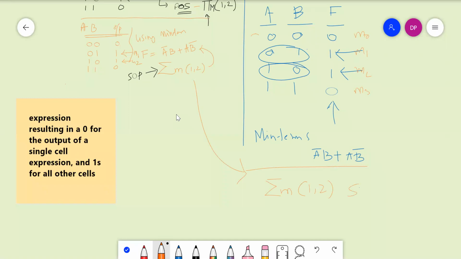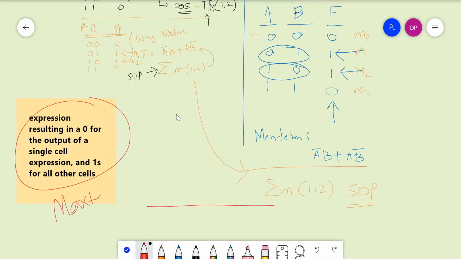This is written in sum of product form. So max terms, how to write? Let's see. Read this statement: expression resulting in a 0 for the output of a single cell expression and 1 for all other cells. Max terms are represented taking this into consideration. So for min terms, we look at where F is 1. For max terms, we will be looking at where F is 0 and rewrite the things.